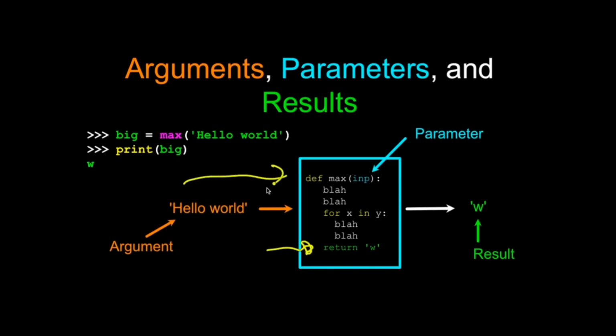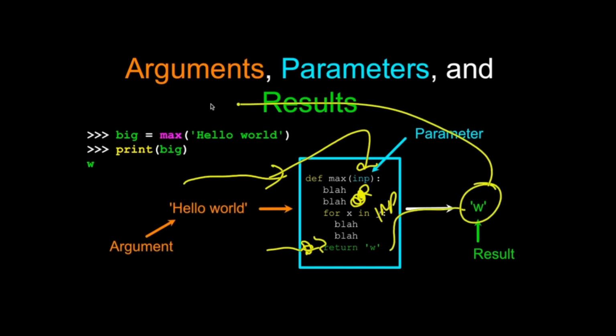So we pass in as argument hello world. It comes in as a parameter, and it's going to loop over and over through the letters, and then at some point it's going to figure something out and tell us what it wants to send back to us in a return statement, and so the W comes back and gets assigned into big.